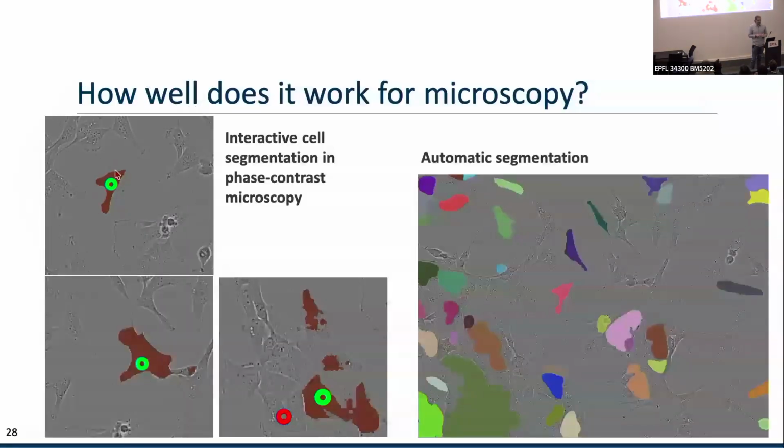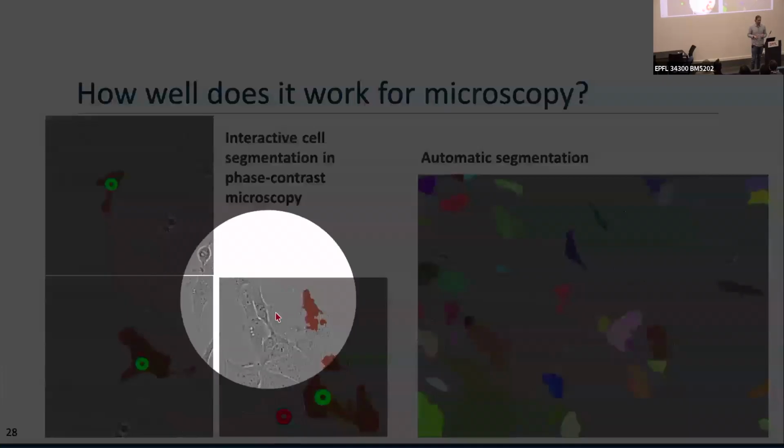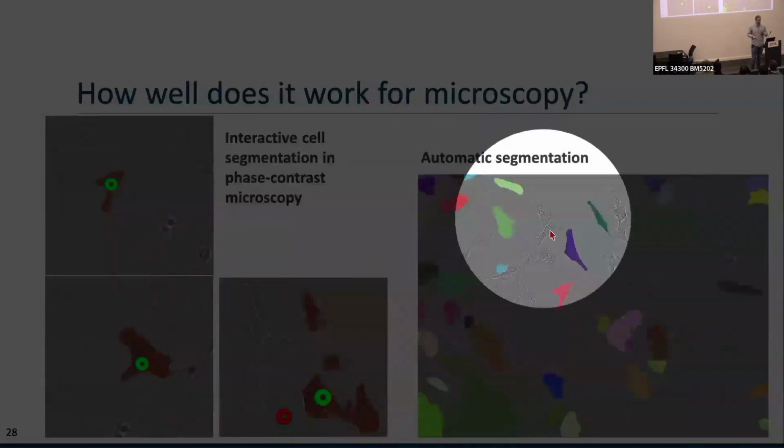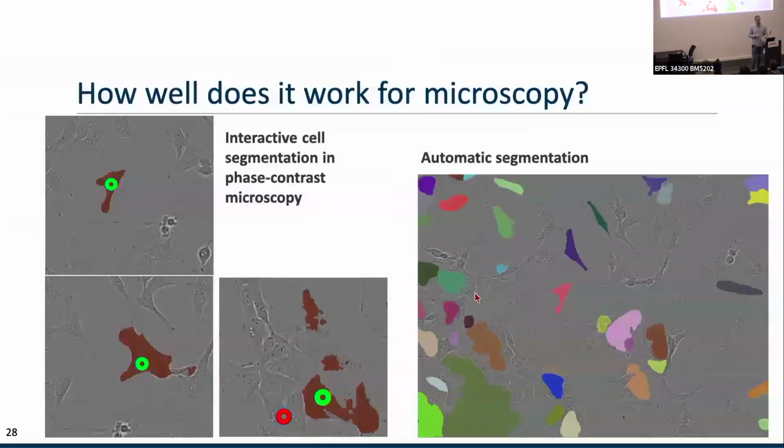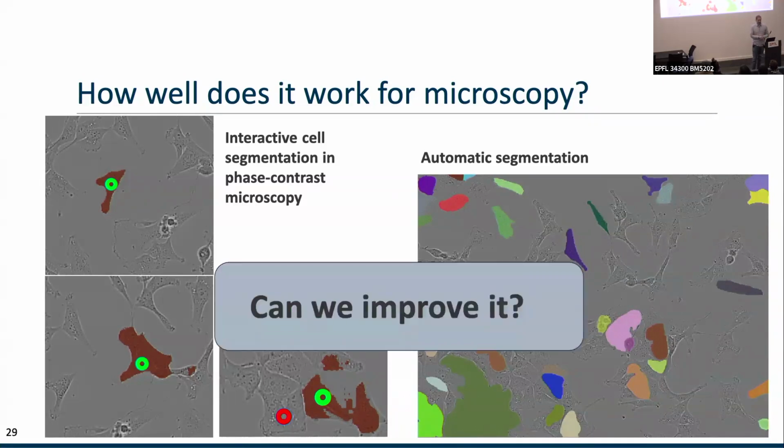But as soon as cells get clustered, like here or here, it works quite badly. And then the model also has an automatic segmentation mode where you just put the image into it and ask it to segment everything in there. And also there we see that it works quite badly. So unfortunately, out of the box, this model really didn't solve our problems yet.